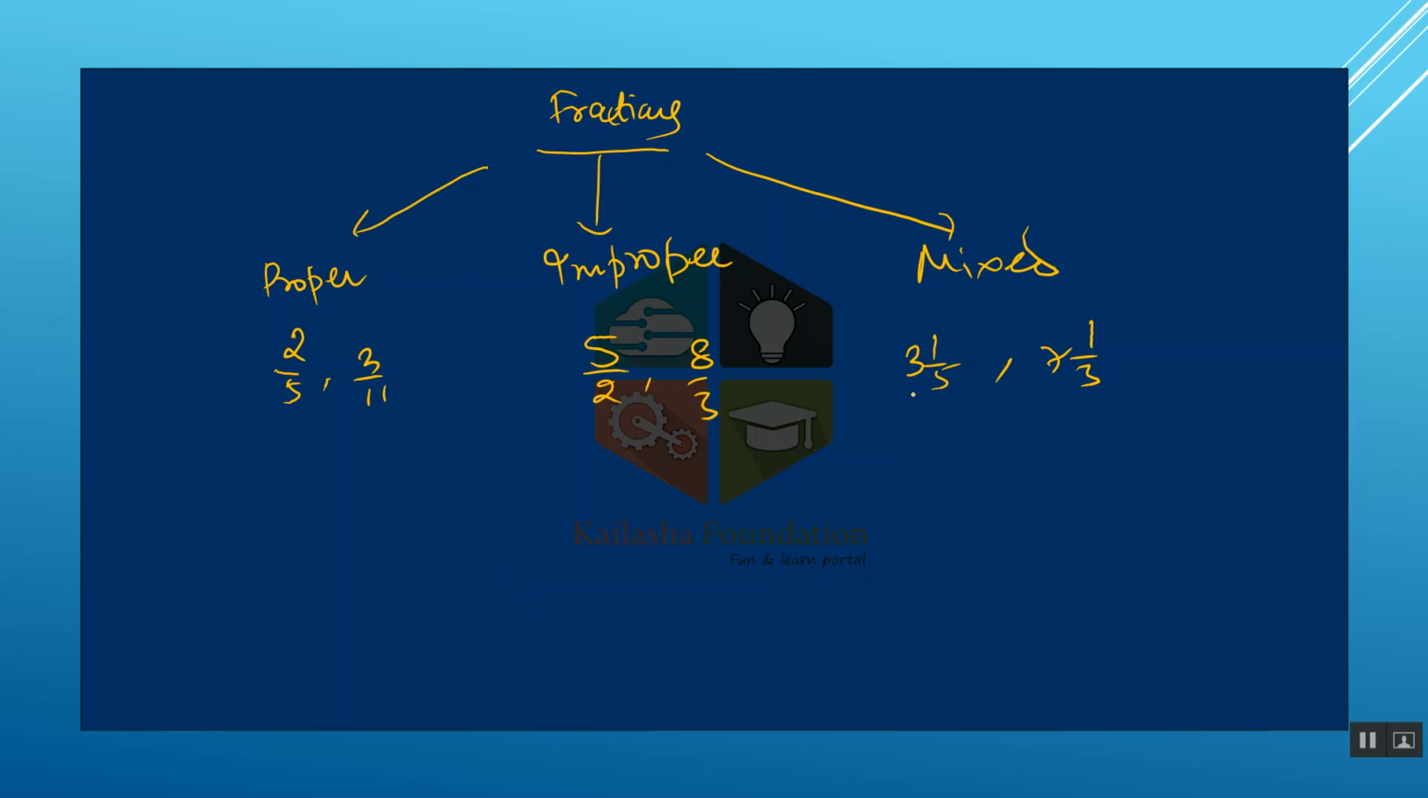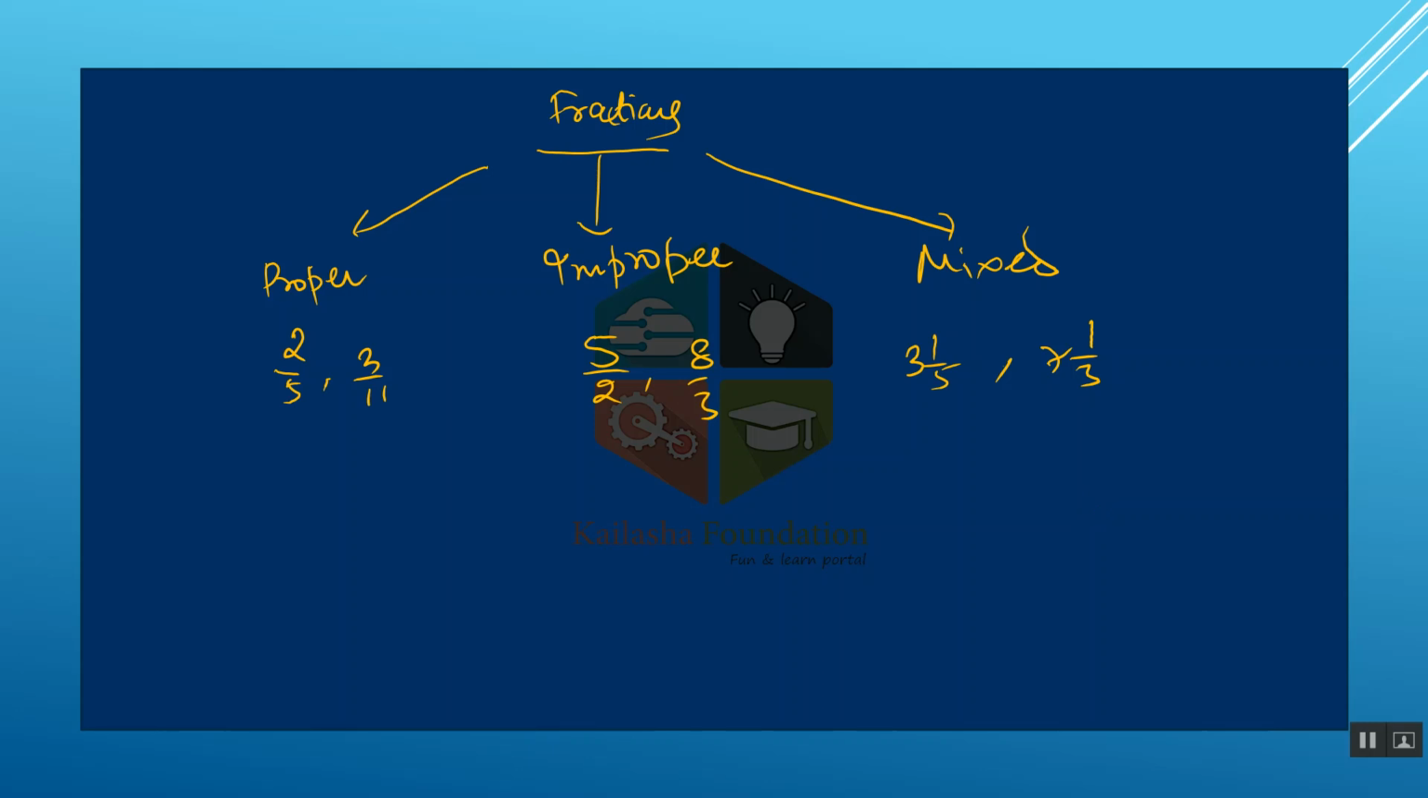Mixed fractions are these. This is actually equal to 3 5s are 15 and 1, that is 16 upon 5, and 7 3s are 21 plus 1, 22 by 3. These are improper fractions expressed as mixed fractions. A mixed fraction is a converted form of an improper fraction. Types of integers: integers are whole numbers, real numbers, negative numbers.